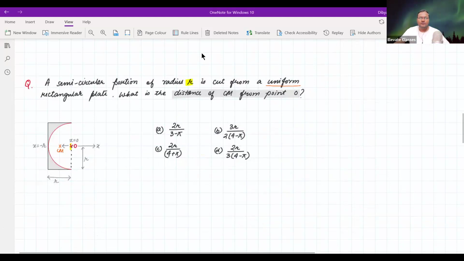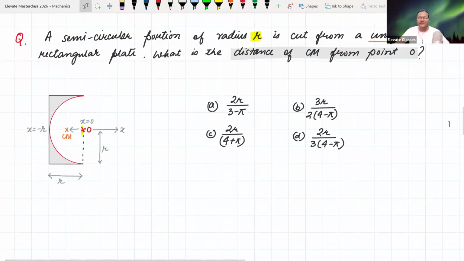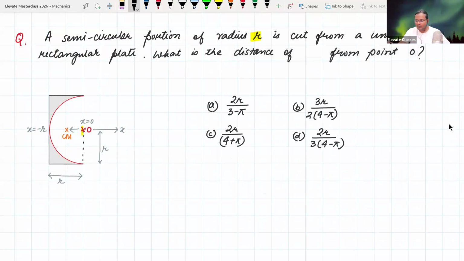Okay. So a semicircular portion of radius r is cut out from a uniform rectangular plate. What is the distance of the center of mass from the point O? Very simple question.